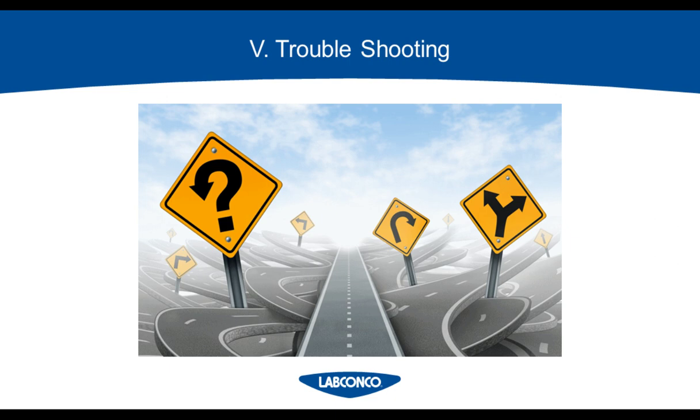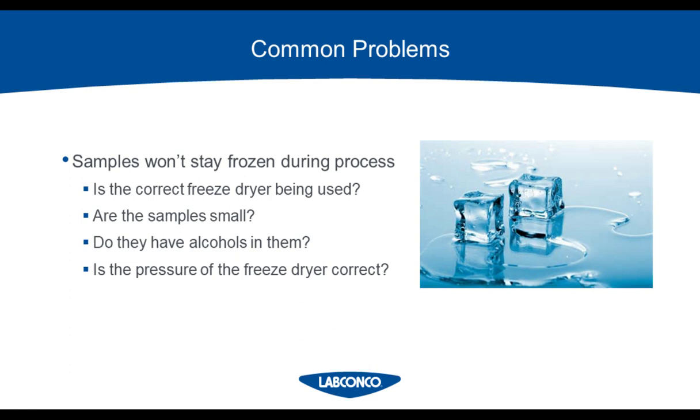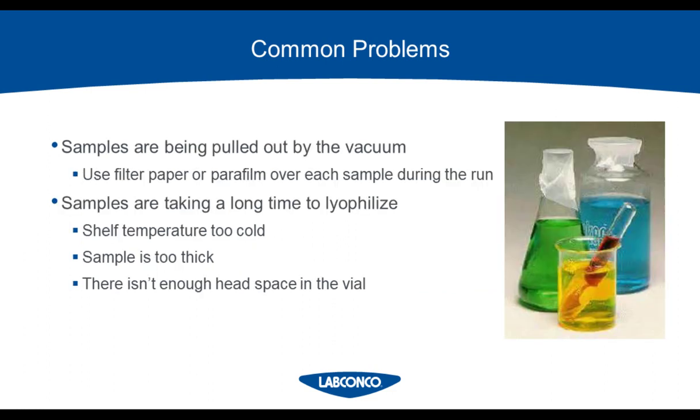When you're running a freeze dryer, there's a couple things that could happen. The first one is that the samples won't stay frozen during the process. So you do need to look to make sure that your freeze dryer is the correct model and that you do have the temperature differential between the frozen sample and your collector temperature. If there are small samples or in plastic vials, that could also cause some melt back during the run, or if there's too high of an alcohol content in them, they may not pre-freeze correctly. Also, you want to watch your vacuum pressure to make sure that your vacuum is at a good level.